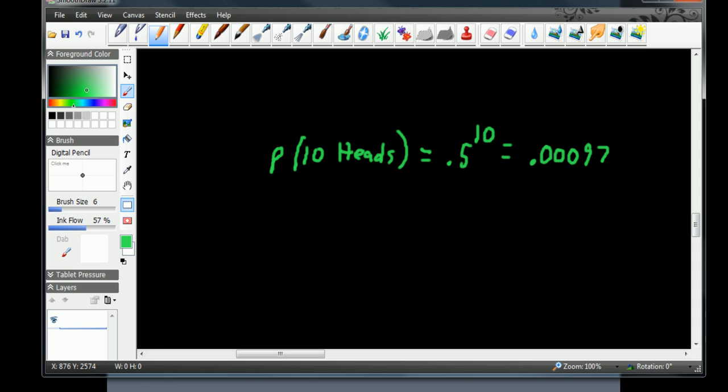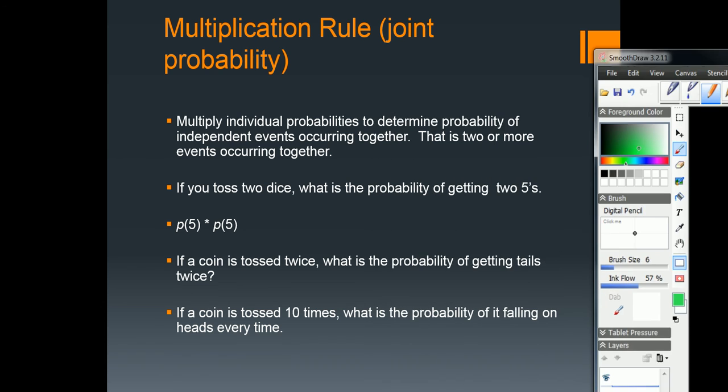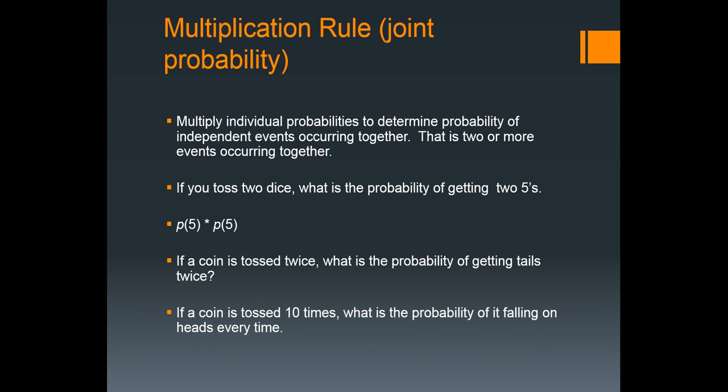So maybe 9 times out of every 10,000 times you tossed a coin 10 times, right? So I don't advise you to sit there and do it, because you might be there all day before that actually happens. It would eventually happen, but it would take a while, most likely. It could happen the first time, right? But it's just really incredibly unlikely.